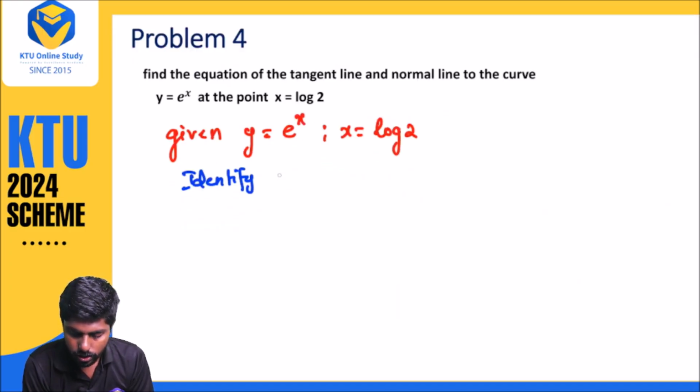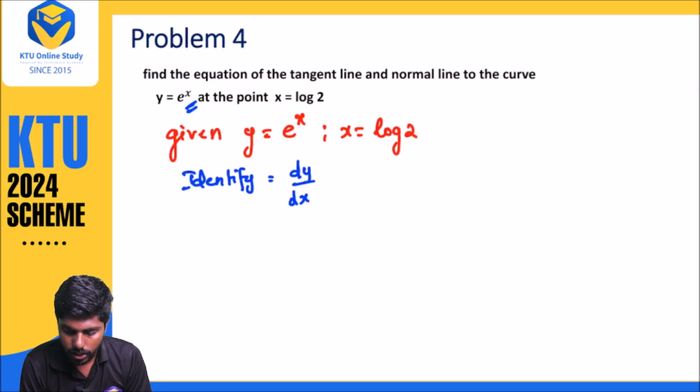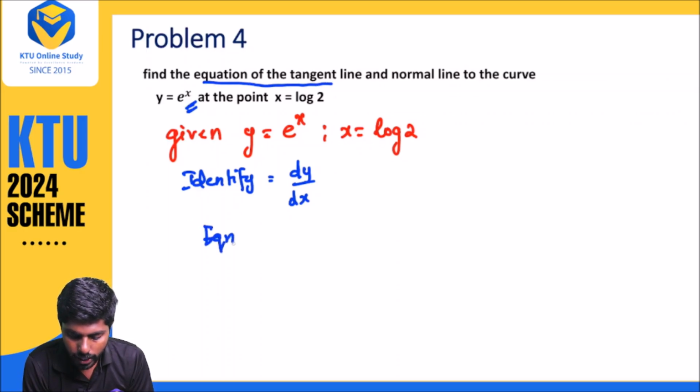First thing, what are the things we want to identify? dy by dx, because here with x, so I am writing dy by dx, because the term is differentiable with respect to x. Then what are the things we want to identify? Find the equation of tangent line. So we want to identify the equation of the tangent line.